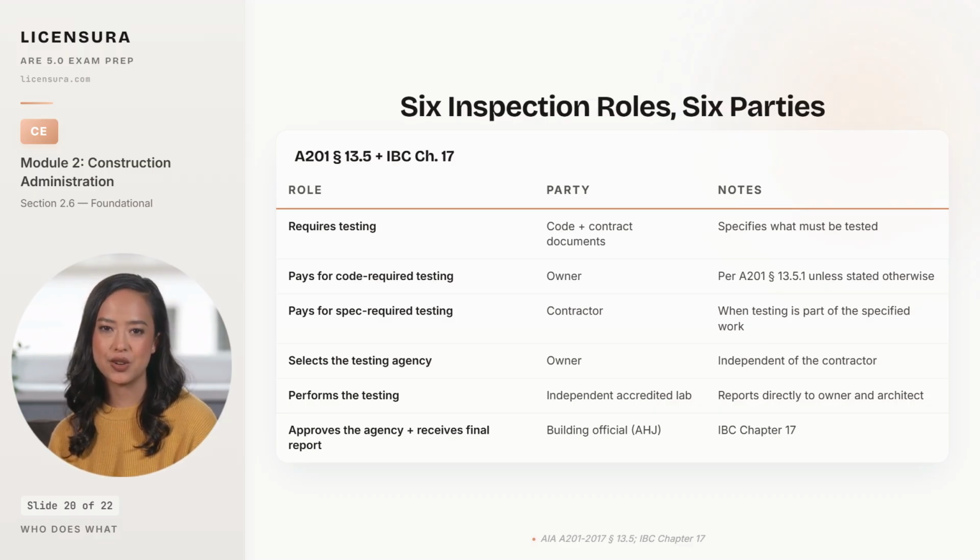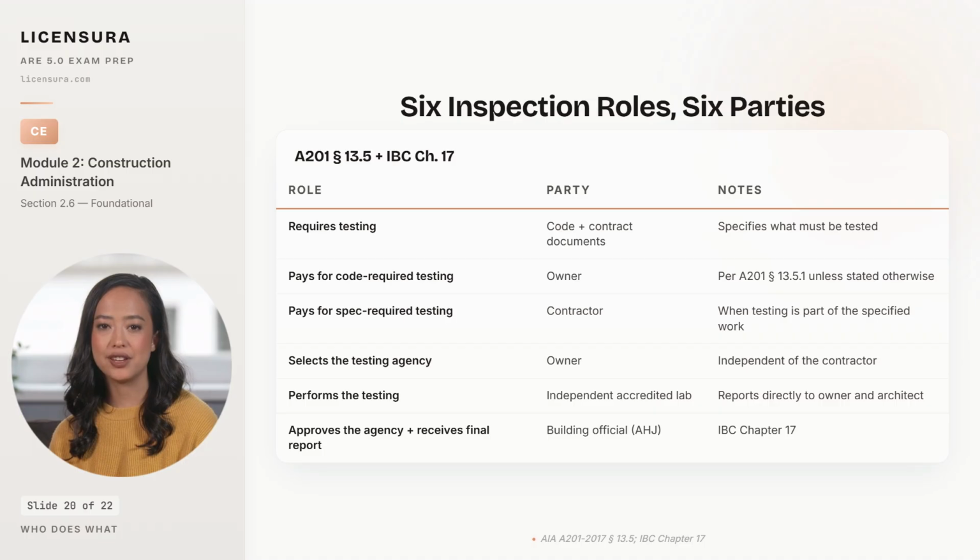The independent accredited lab performs the tests and reports directly to the owner and the architect, not to the contractor. And the building official, the authority having jurisdiction, approves the inspection agency before work begins and receives the final report after completion, per IBC Chapter 17. 6 lanes, 6 parties, no overlap.